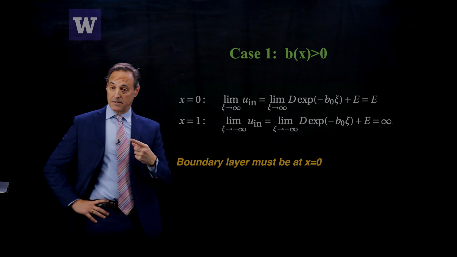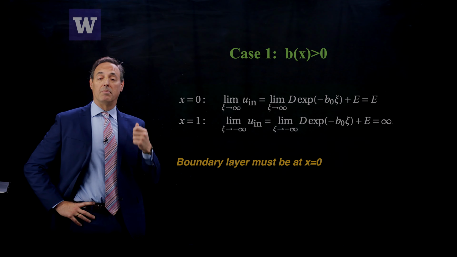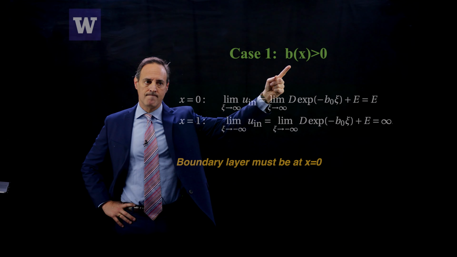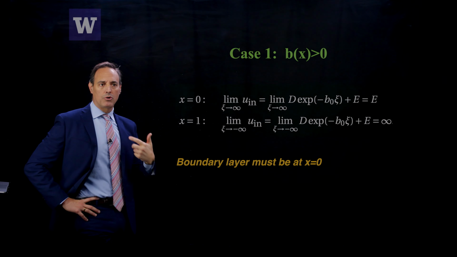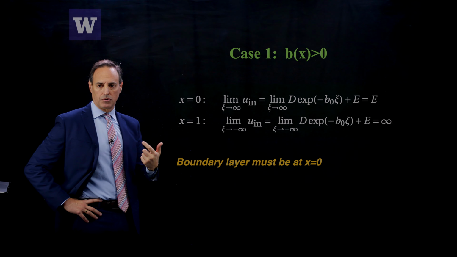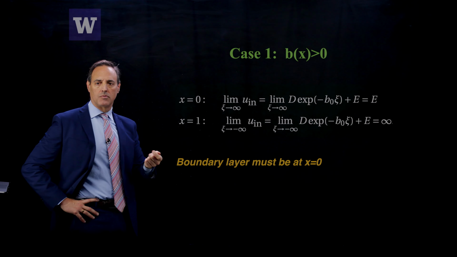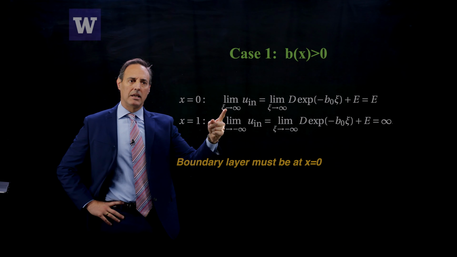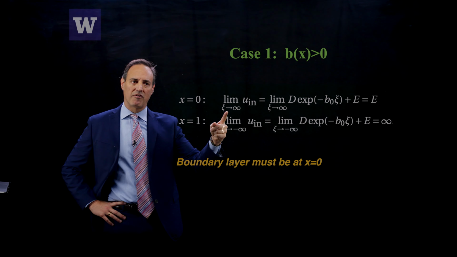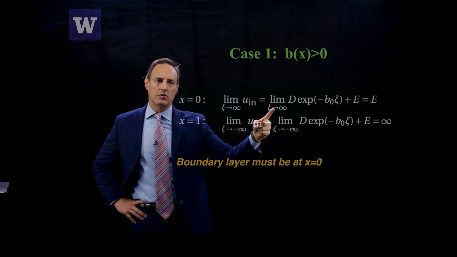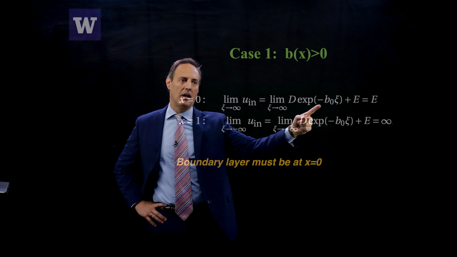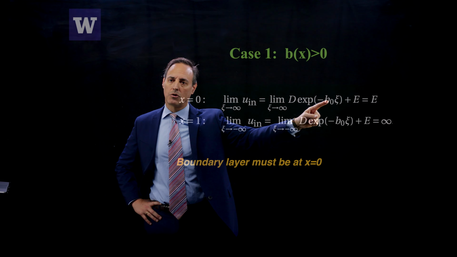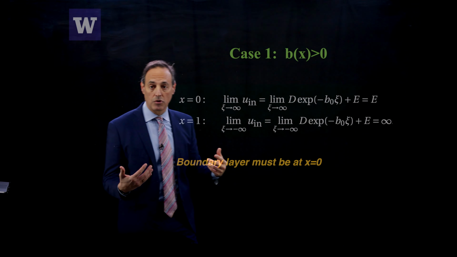So let's consider two cases. And it's all related to whether b of x is positive or negative. If b of x is positive, then I can ask the question, what does the outer solution look like, or the inner solution look like in these two different cases with a boundary layer being at the left or the right? So let's consider x equals 0 first. If I look at my inner solution, here it is, x c goes to infinity. The inner solution is given by d e to the minus b naught c plus e. So when c goes to infinity, what happens? This here goes to 0, and this is some value e. So it's bounded.